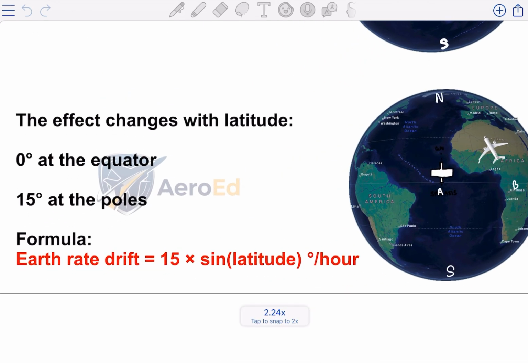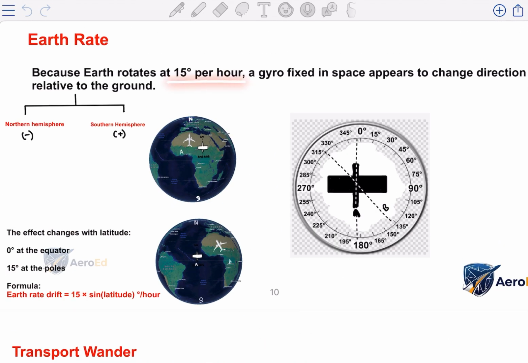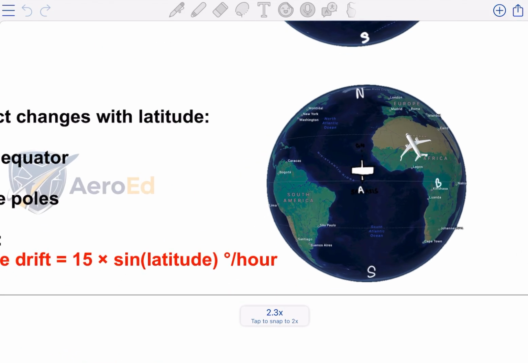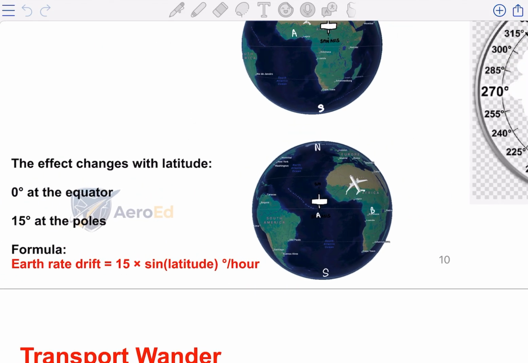There is a formula for earth rate, which is 15 times sine of latitude per hour. Why 15? Because the earth rotates at 15 degrees per hour. So the effect changes with latitude. As we change the latitude, like in the northern hemisphere and southern hemisphere, the effect changes. At the equator, it is zero. The earth rate is zero at the equator because if we put in the latitude value of 0 degrees, 15 times 0 makes the earth rate 0, right?